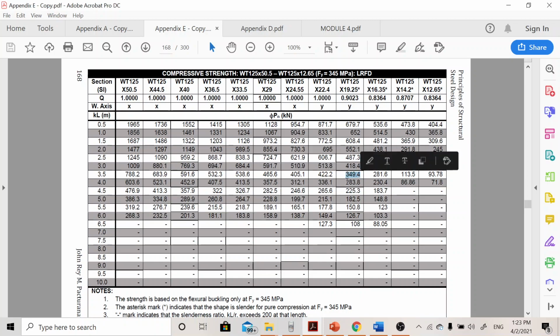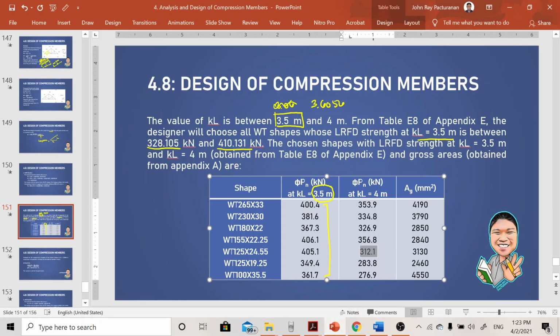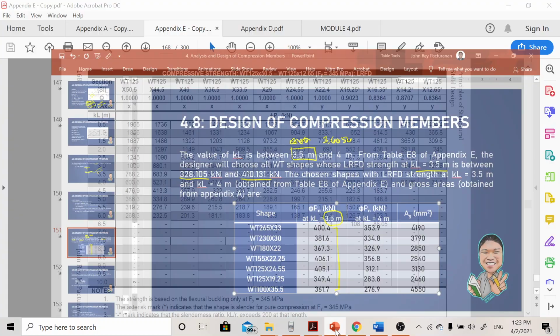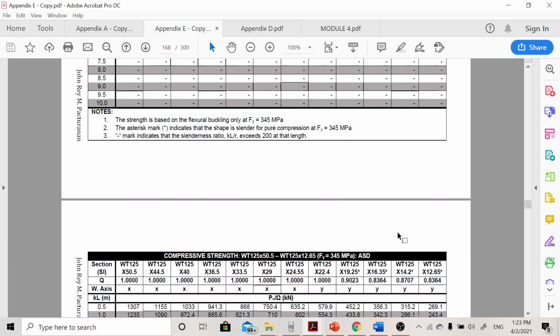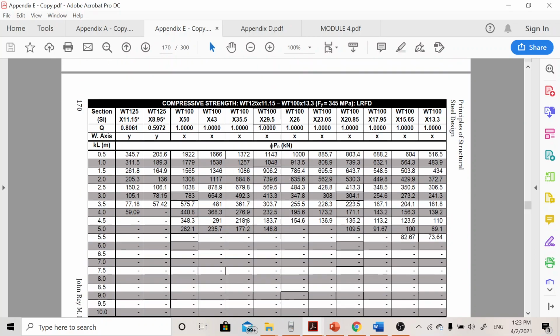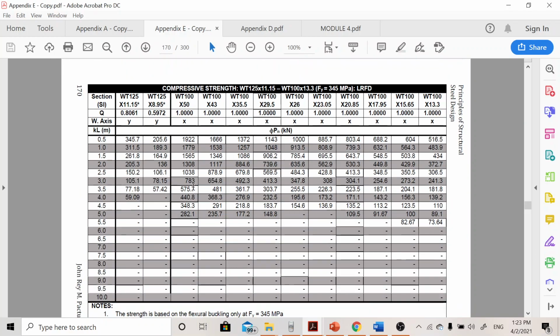Then, ito ulit. WT 125 by 19.25 kasi that is 349.4, 283.8. So, nakalista ba siya? So, 349.4 to 283.8. So, yun. Kasama siya. And lastly, based dun sa lista ko, LRFD ulit at 3.5.